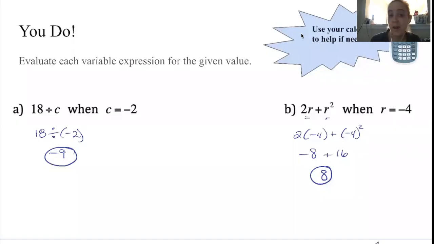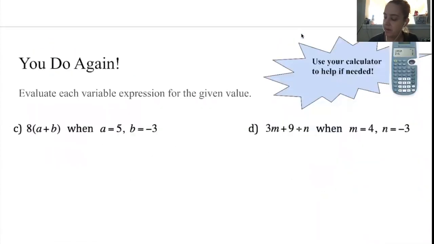All right, so there you go. There's the solutions for the you do. On letter A, we substitute the negative 2 for c. 18 divided by negative 2 is negative 9. For letter B, we substitute that negative 4 for both the r and the r squared. Just watch this, negative 4 squared is really positive 16. Negative 8 plus 16 is 8. All right, good job. Keep them coming.